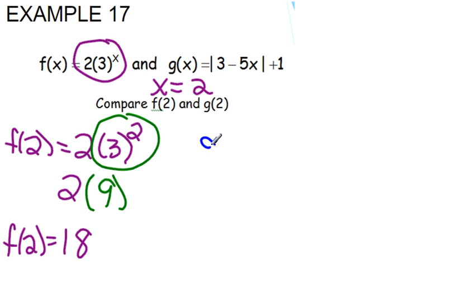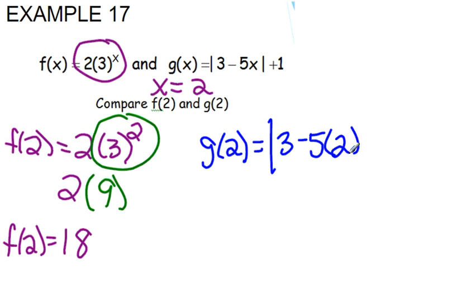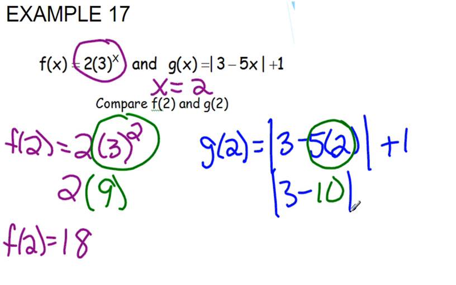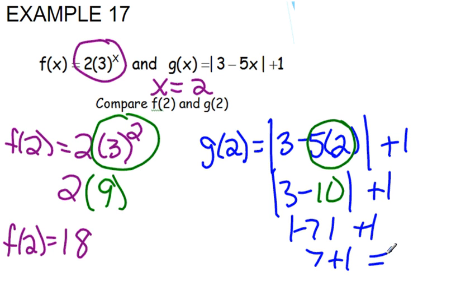Next, I'm going to go to g of 2, and I'm going to evaluate that. So g of 2 is the absolute value of 3 minus 5 times x, but instead of x, we're going to put 2, and then a plus 1. We're going to start inside the absolute value bars with the multiplication. So I'm going to have 3 minus 10, still in the absolute value bars, plus 1. 3 minus 10 is negative 7. And then I'm going to take the absolute value of that, so 7 plus 1, which will give us 8. So I know that g of 2 equals 8.